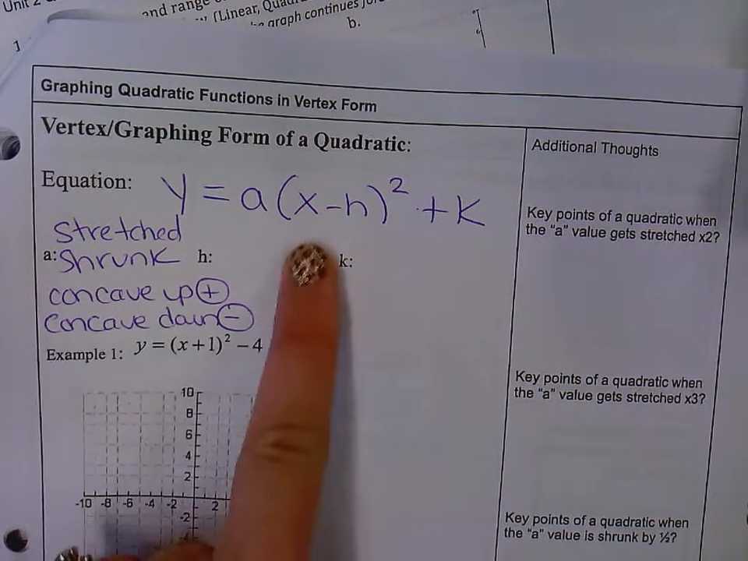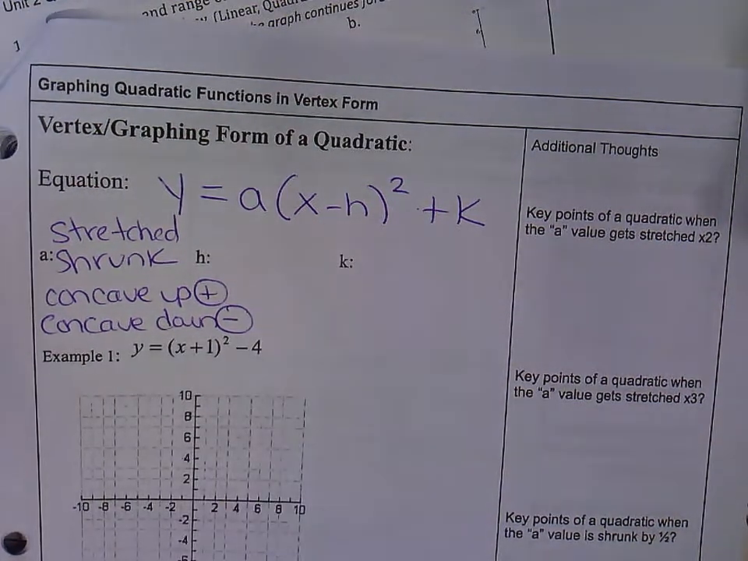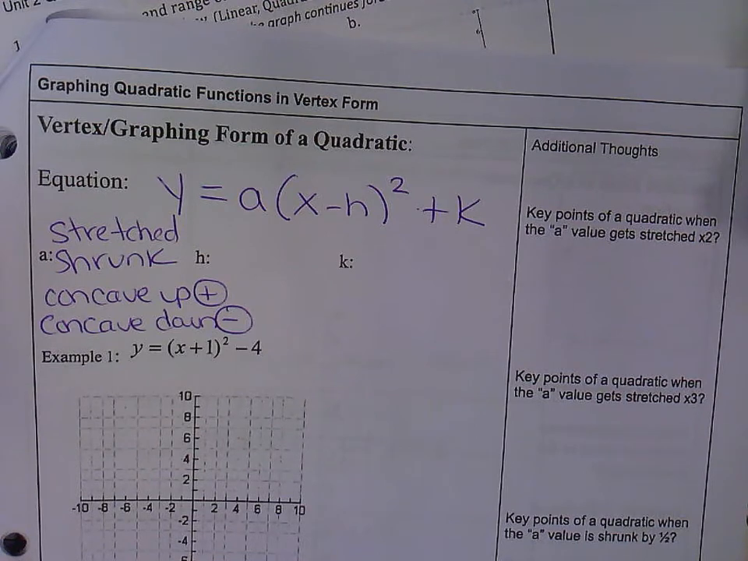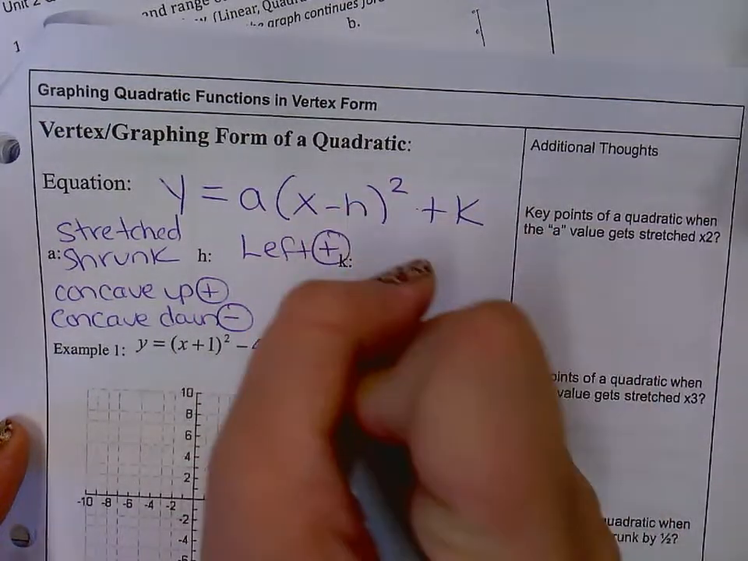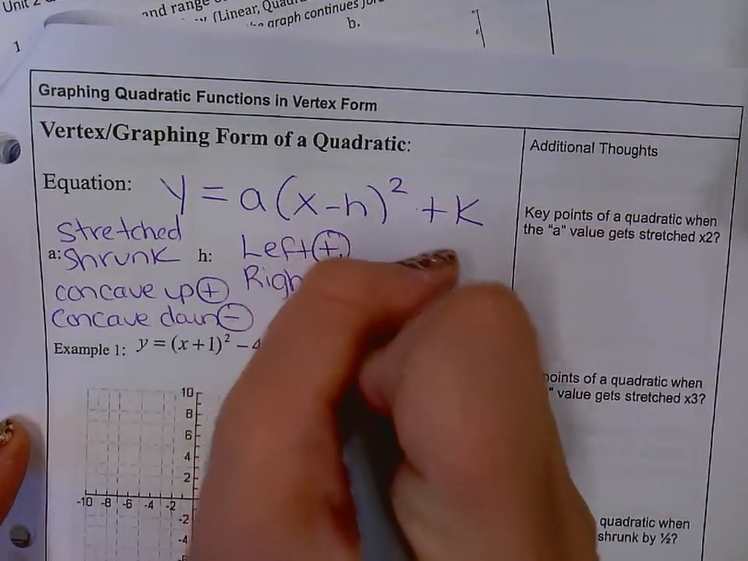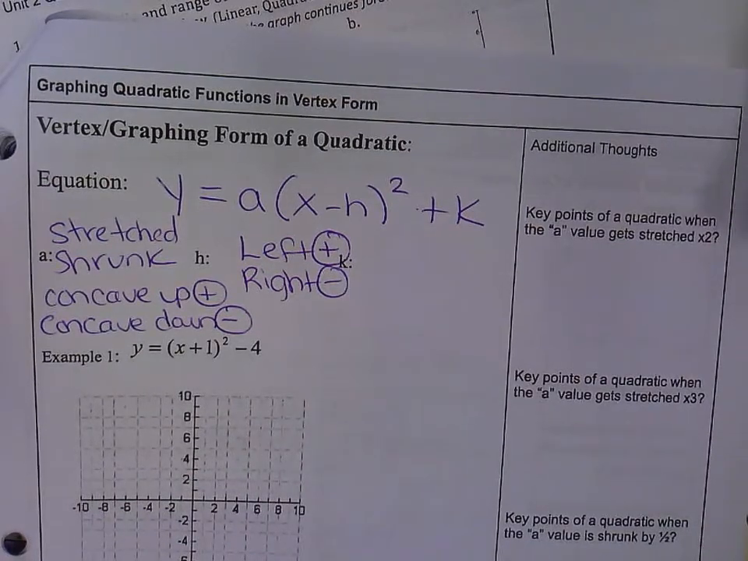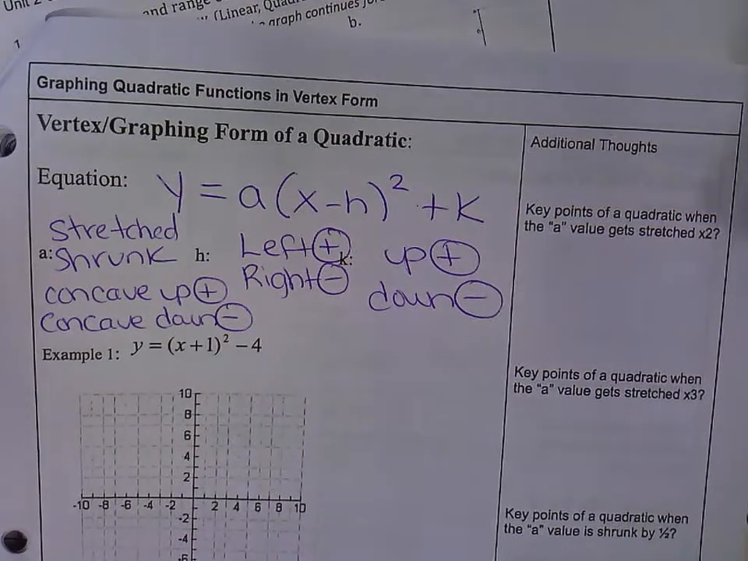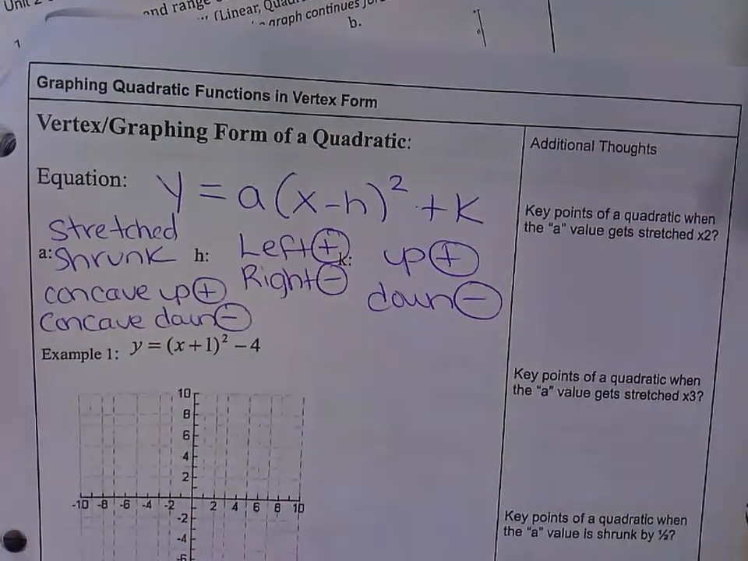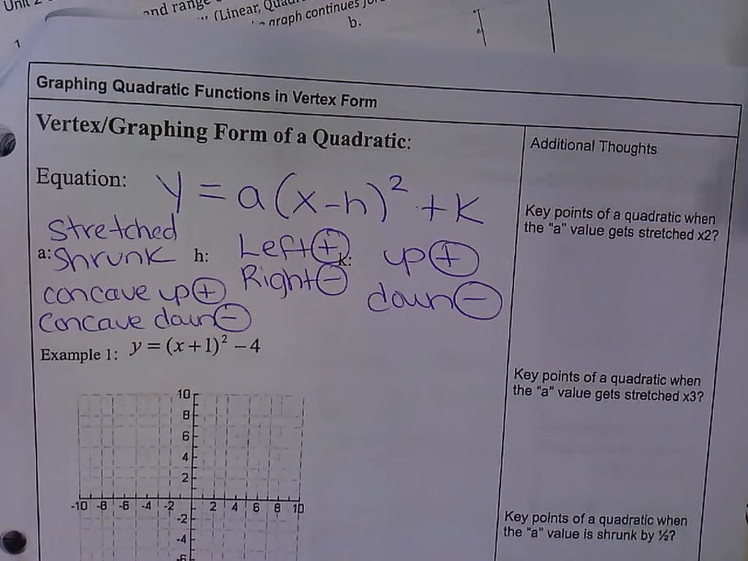What is the H value responsible for? When we had x plus 3, what did it do? Shifted it which direction, left or right? When H is positive, we move to the left, and when H is negative, we move to the right. X minus 3 moves us to the right. X plus 5 moves us to the left. What's the K value in charge of? Up when K is positive and down when K is negative. So it's the same transformation rules that you have already seen, just written out for a quadratic.